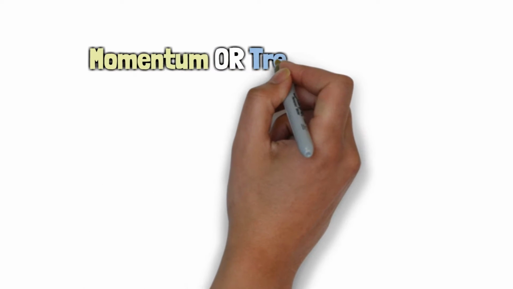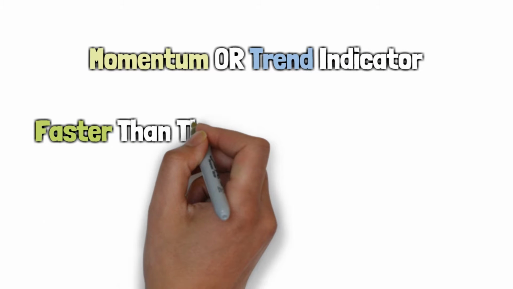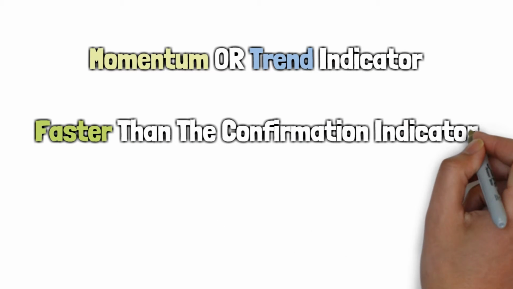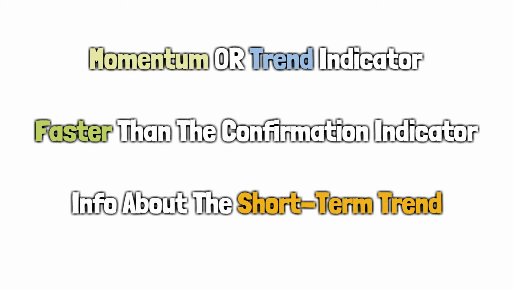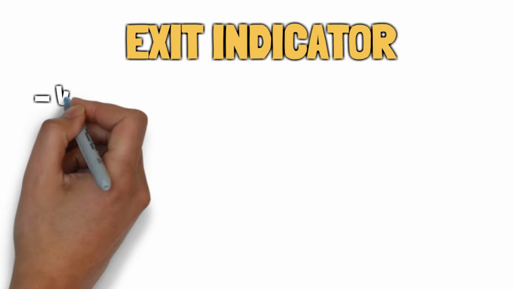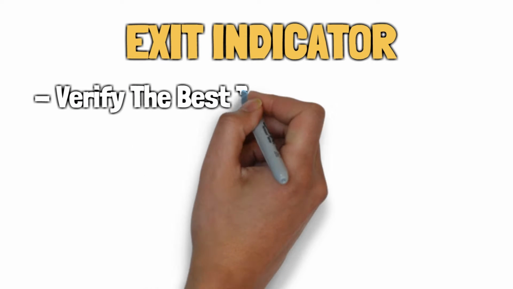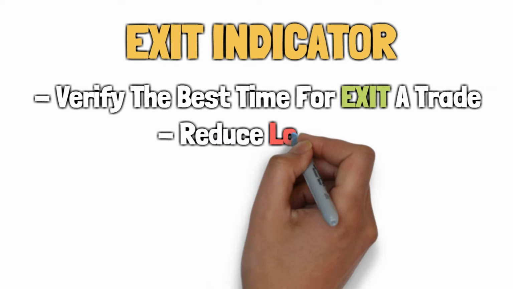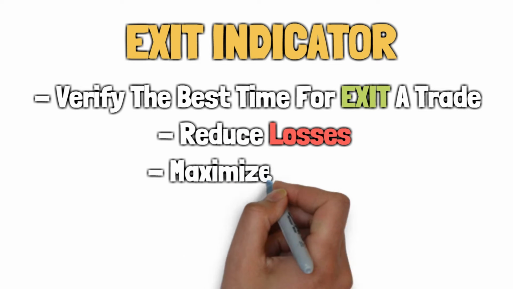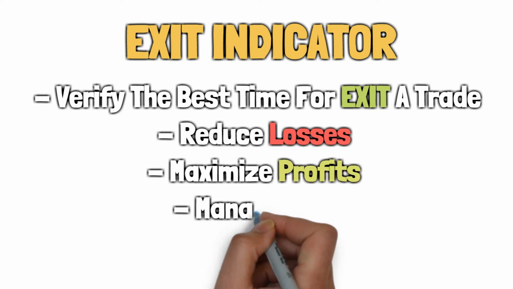An exit indicator is usually a momentum or trend indicator that is faster than our trigger indicator, which gives us information about the short-term trend and that is used to verify the best time to exit a trade. It is used to reduce losses, maximize profits and manage risk by providing a signal to close a position when certain criteria are met. I will give you a simple example.